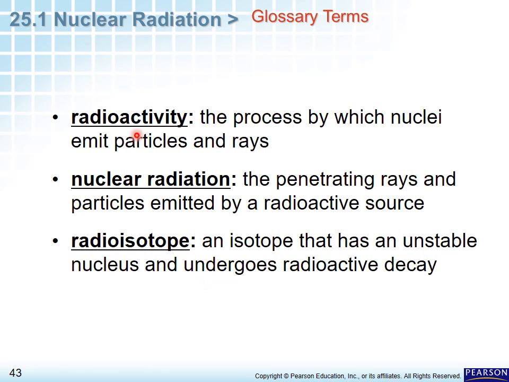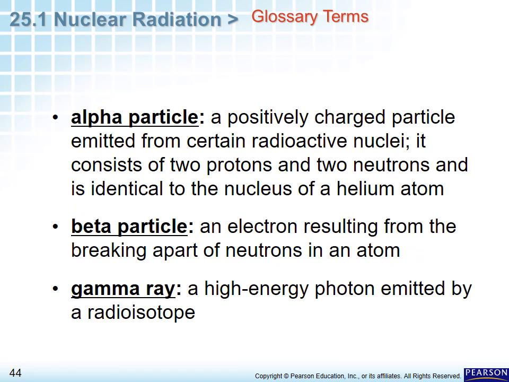What is radioactivity? Key terms. Radioactivity is the process by which nuclei emit particles and rays. What is nuclear radiation? The penetrating rays and particles emitted by a radioactive source. A radioisotope is an isotope that has an unstable nucleus and undergoes radioactive decay.